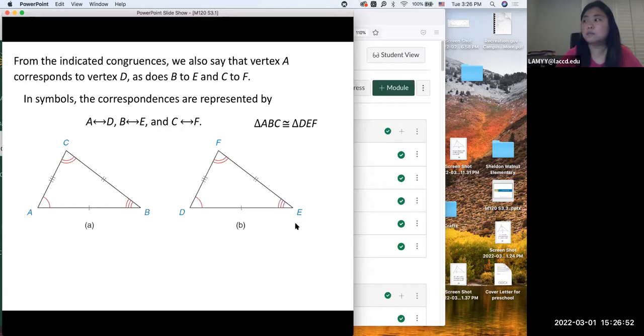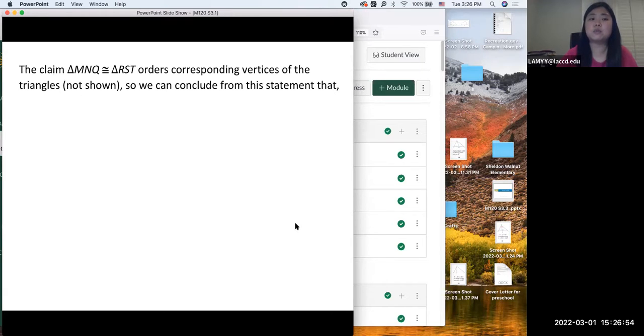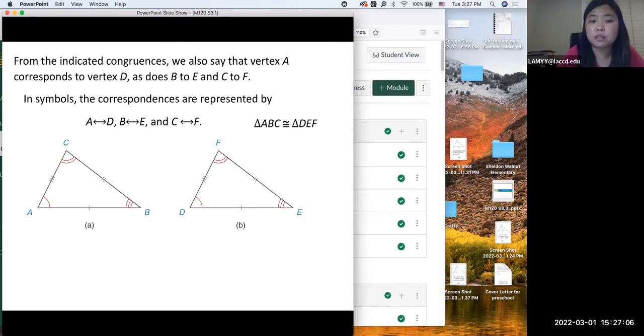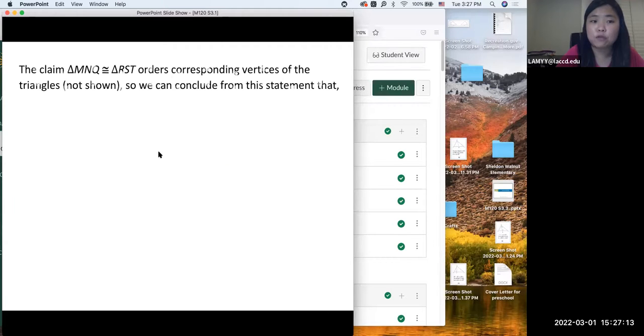Think about this one. I don't have the picture here. We have triangle MNQ congruent to triangle RST. Can you write it just like the previous example? Which vertices are corresponding? I want you to do it on your own.